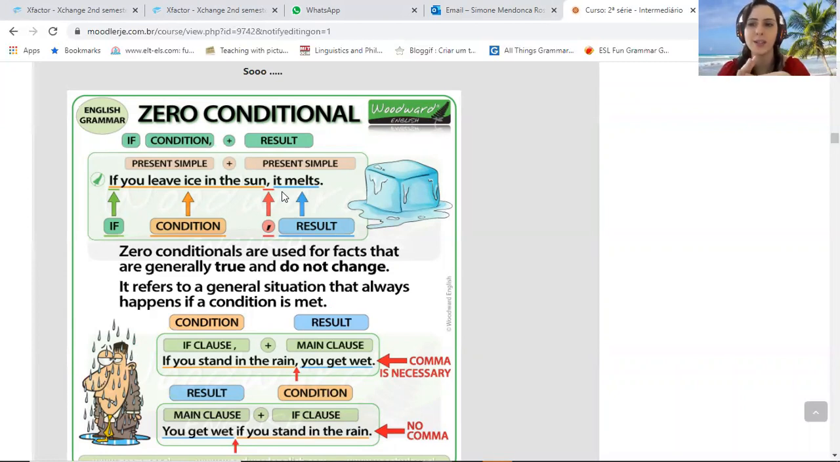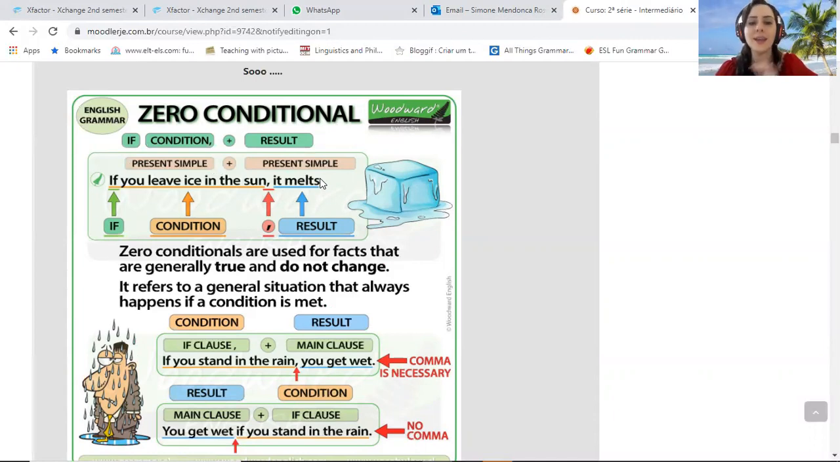What do you have to pay attention to in the grammar point here? Every conditional sentence must have an if. If is what expresses conditions. So if and the sentence in the present. If you leave ice in the sun, the condition is in the present simple. The consequence, the result in this case, is also in the present simple.